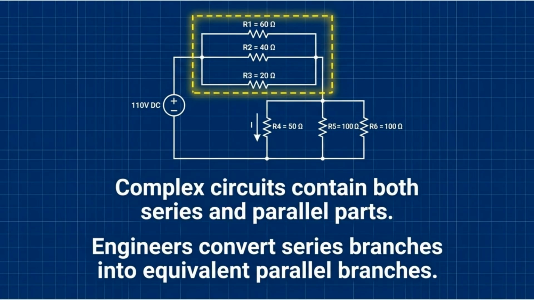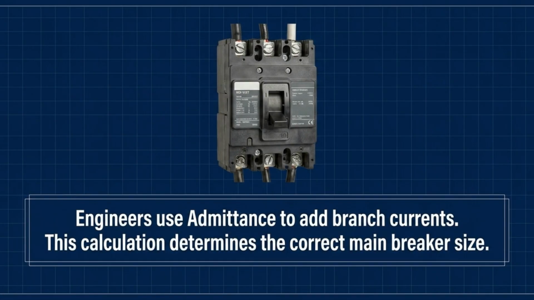Many systems are complex, containing both series and parallel sections. In these cases, engineers convert series branches into equivalent parallel branches to streamline the calculations. By using admittance to add branch currents, engineers can determine the correct requirements for equipment, such as selecting the appropriate size for a main breaker.